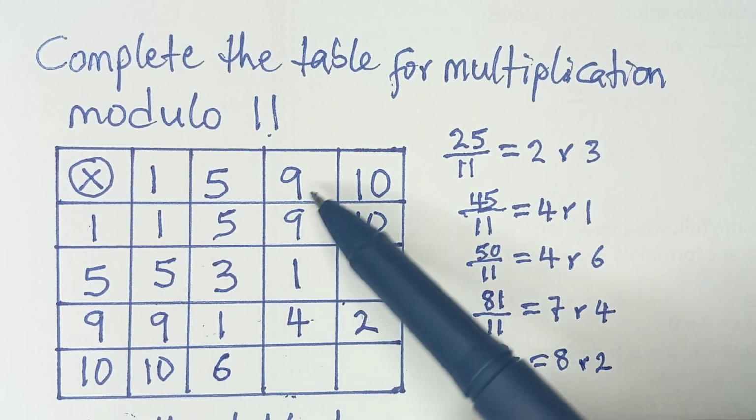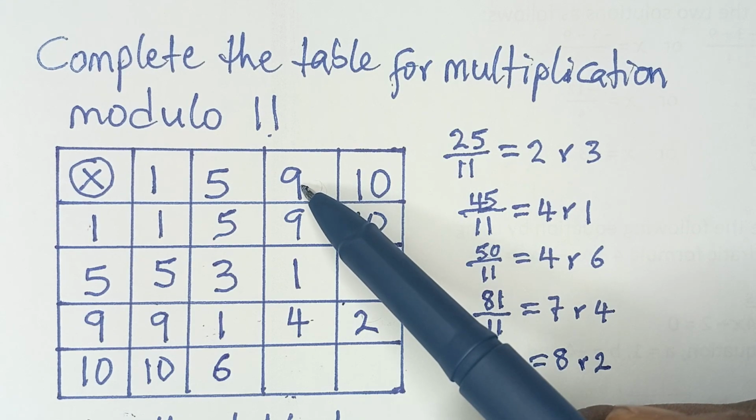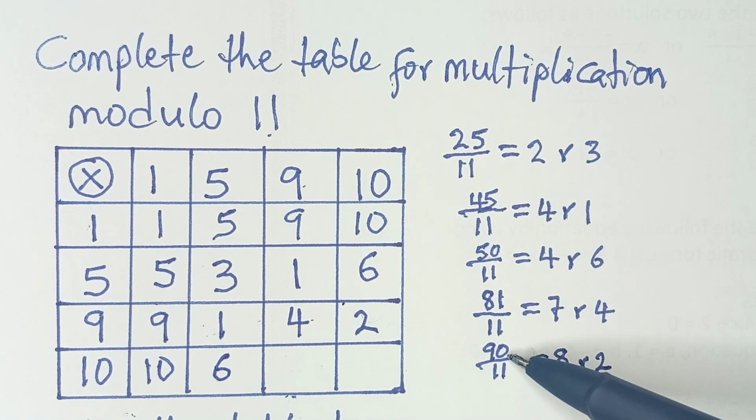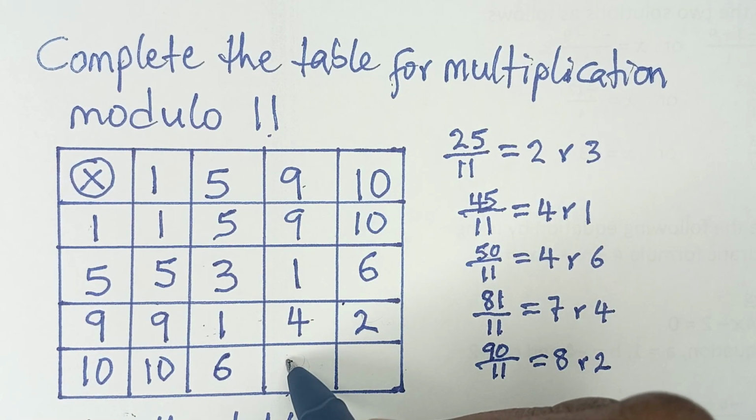Then 10 multiplied by 9 is 90. So this is what we have. 90 divided by 11 will give us 8, remainder 2. So the answer is 2 in this case.